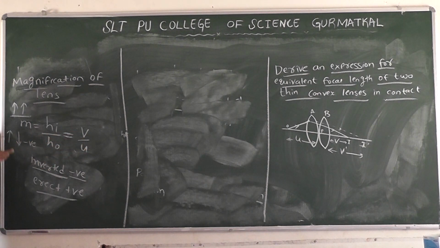So when we have to write the positive symbol or negative symbol: when the image direction is inverted, meaning opposite to the object. Suppose the arrow AB is upward, it indicates the upward direction. If the image A dash B dash is also in the upward direction, is it inverted or erect? It is erect. Erect means straight. The object is straight, and the image is also straight. So then we say that we have to take the positive symbol. Next, when the object is straight and the image is opposite, meaning downward, then we have to take the negative symbol.